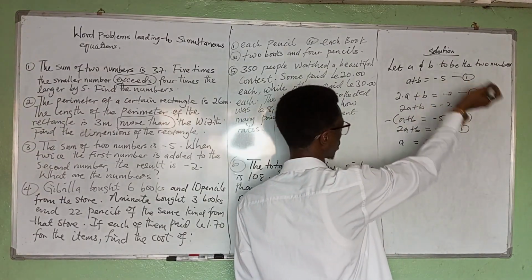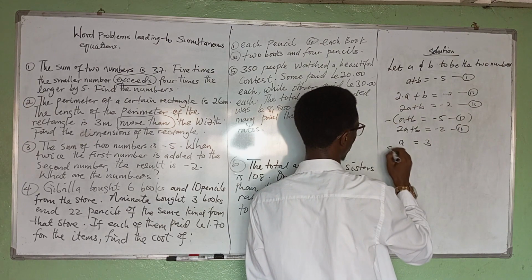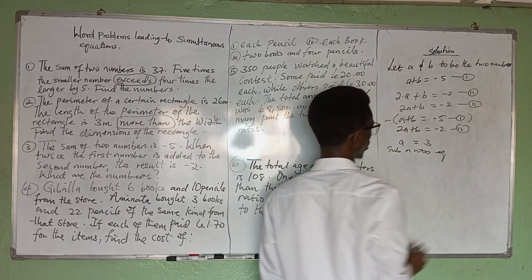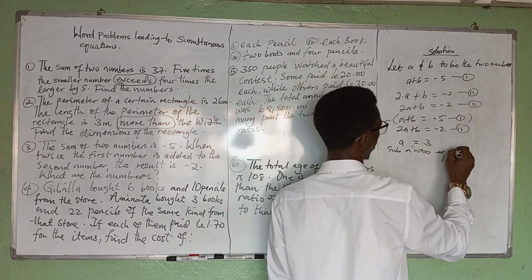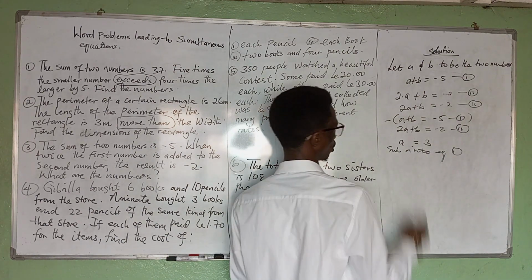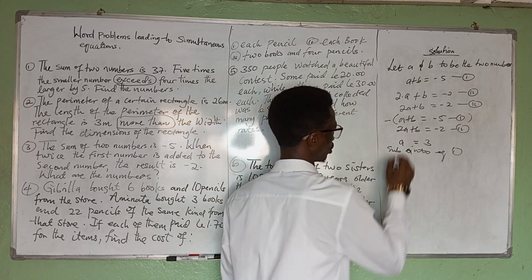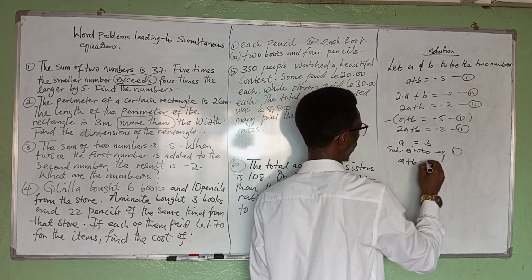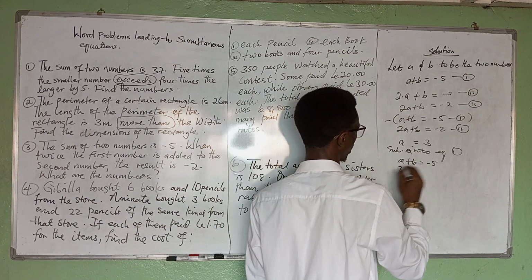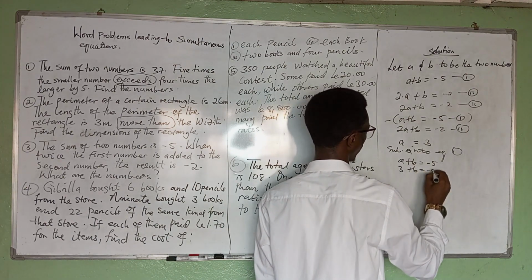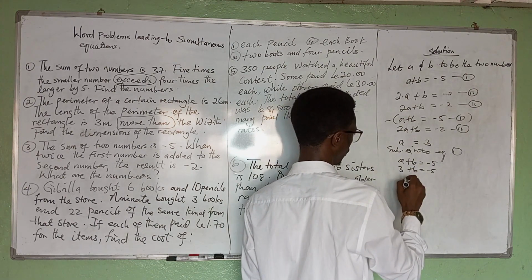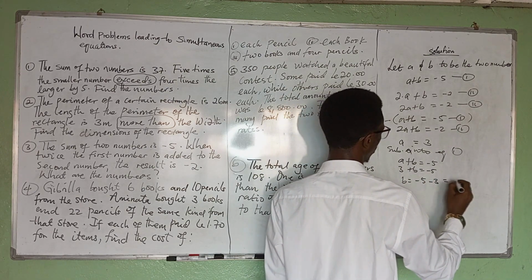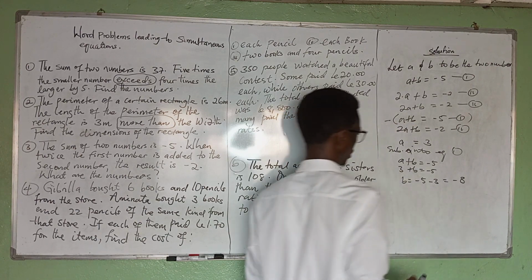What you do, you look at one of the equations. So substitute A into equation 1. So if you substitute A into equation 1, that gives you A plus B equals minus 5. But A now is 3, so 3 plus B equals minus 5. So this gives you B equals minus 5 minus 3, which is minus 8.